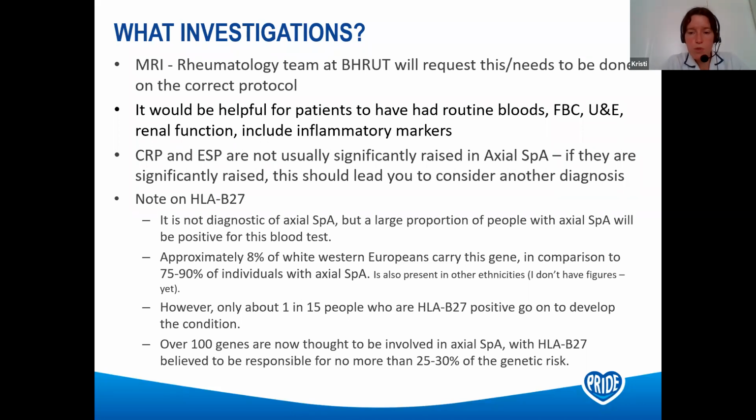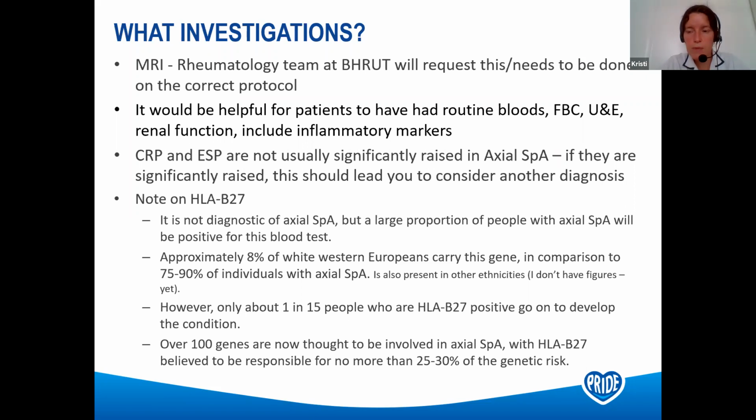A large proportion of people with axial SPA will be positive for this test. So I've got data here on Western Europeans. Sorry, I don't have data for all ethnicity groups, but for white Western Europeans, 8% of the population will carry the HLA-B27 gene in comparison to 70 to 90% of individuals who have axial SPA.